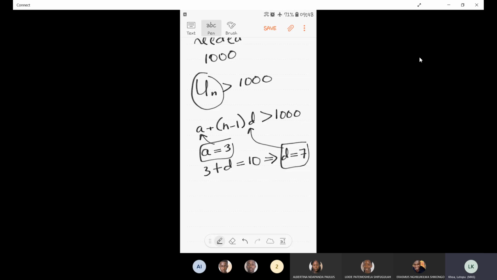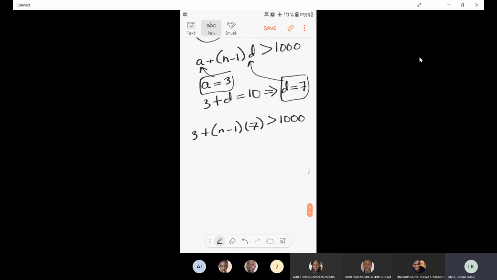So when I do that, I have 3 plus 7 times n minus 1. This is greater than 1000. So first I will subtract 3 on both sides. So I have 7 times n minus 1, and this is greater than 1000 minus 3. This is 997. Then you can divide by 7 on both sides. Sorry, not equal to.